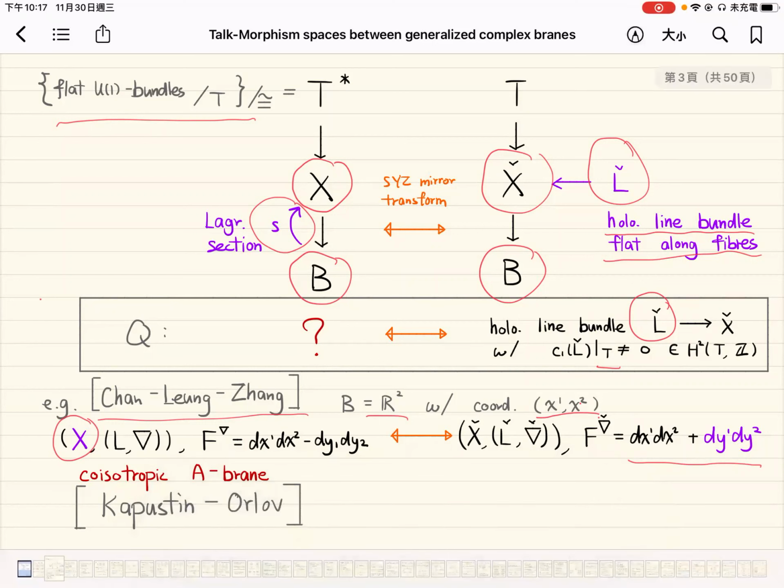So after this discovery of coisotropic A branes, there comes the work of Hitchin and one of the students of Professor Gualtieri. They try to unify the notion of A branes and B branes in the language of generalized complex structure. So let me talk about generalized complex structure.